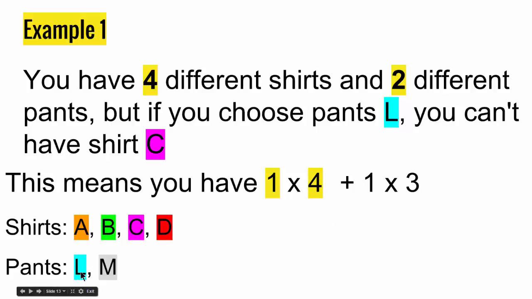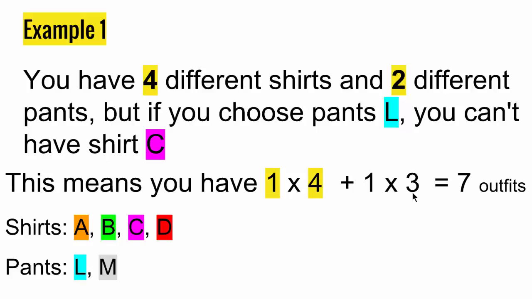So basically, it is M times 4, which is 1 times 4, as we have it right here, and it is L, which is 1 times 3, excluding C. So it is 1 times 4 plus 1 times 3. We can have 7 different outfits based on this dependency. So if we have 4 different shirts and 2 different pants, but if you choose pants L, you cannot have shirt C, how many different outfits can we have? Well, basically we can have 7 different outfits.